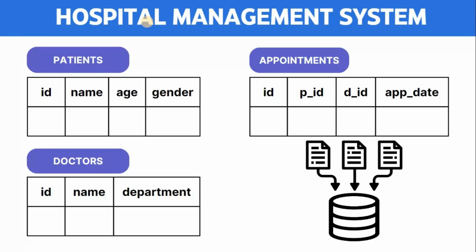In the patient table we are storing name, age, and gender. For doctors, the ID is the same, an auto increment ID, and we are also capturing name and department. In the appointment table, as you can see, this id is the primary key.